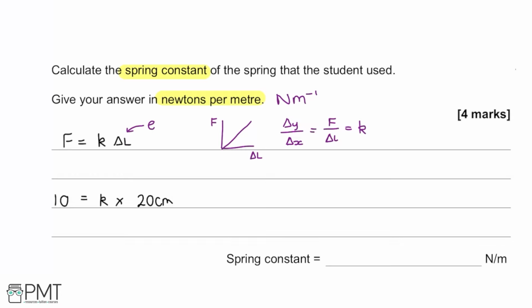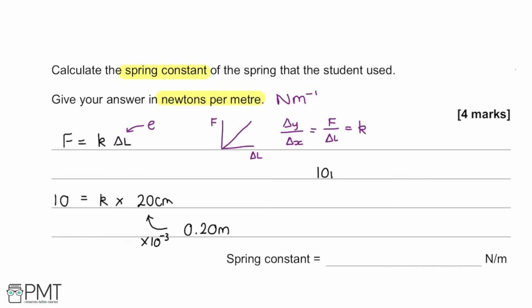Now I'm really noticing here that we have this unit of centimetres, which doesn't quite sit right because we want our answer in newtons per metre. So in this case, I'm going to convert 20 centimetres into metres, and I'm going to do that by multiplying by 10 to the minus 3, or dividing by 1,000, whichever way you want to think about that. And that's going to give me 0.20 metres.